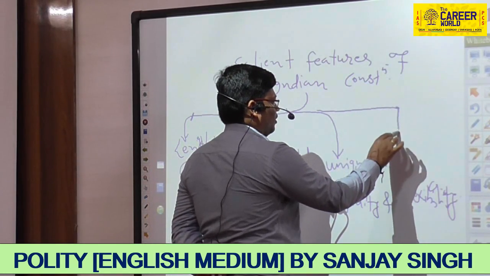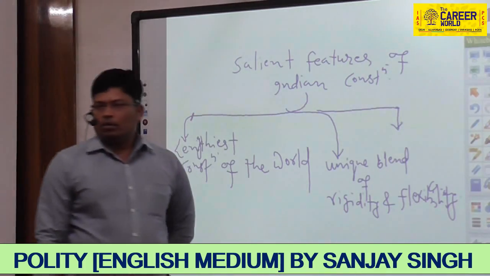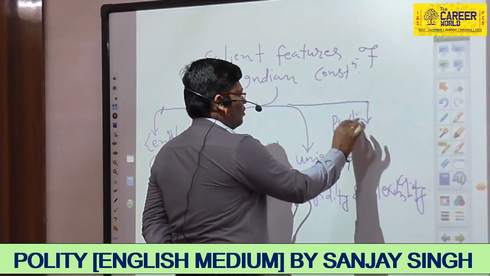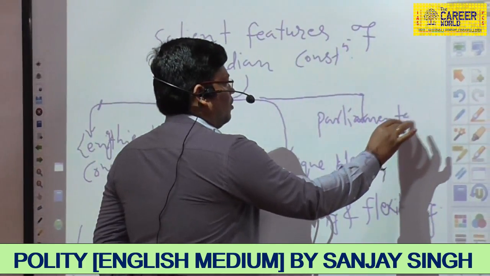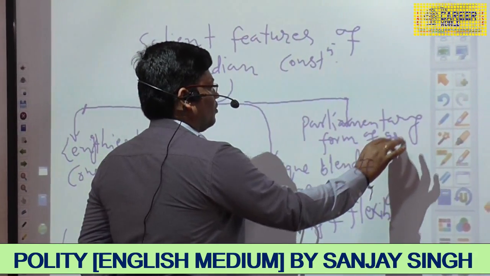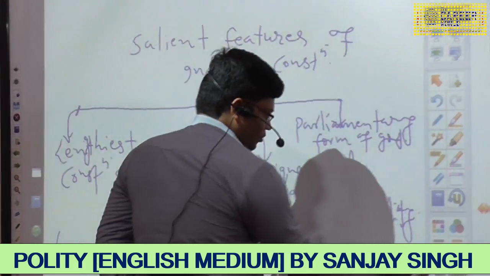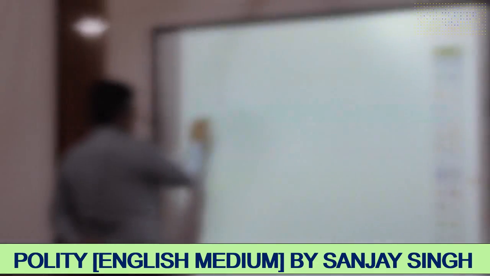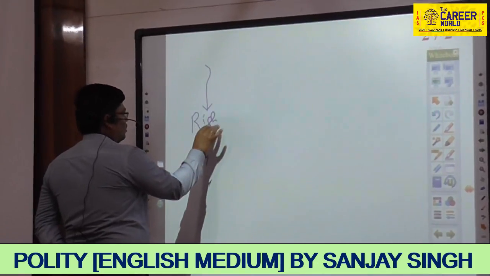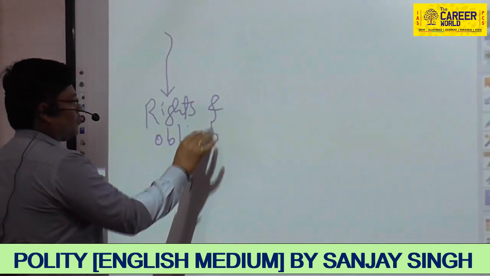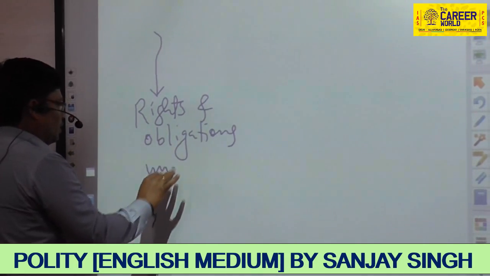The third one we have seen is that ours has the provision of a parliamentary form of government. Another salient feature we mentioned yesterday is the provision of what? Rights and obligations under the Constitution.